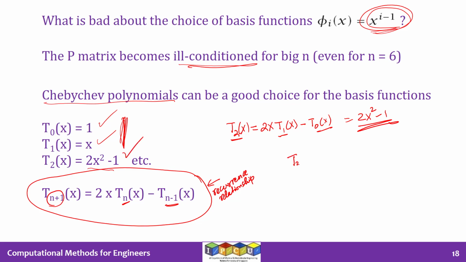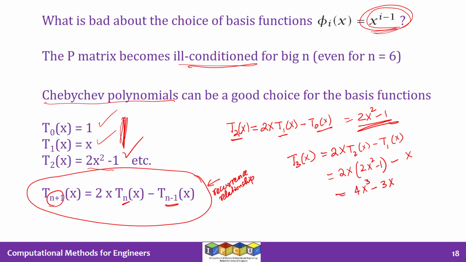If you want T3 of x, that means n is equal to 2. So you go 2x multiplied by T2 of x minus T1 of x. That would be the expression for T3 of x. So that will give you 2x times T2 of x, which we just wrote as 2x squared minus 1, minus T1 of x, which is x. So this is going to be 4x cubed minus 3x. That will be T3 of x.